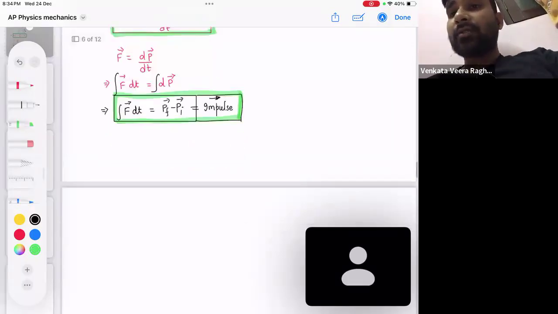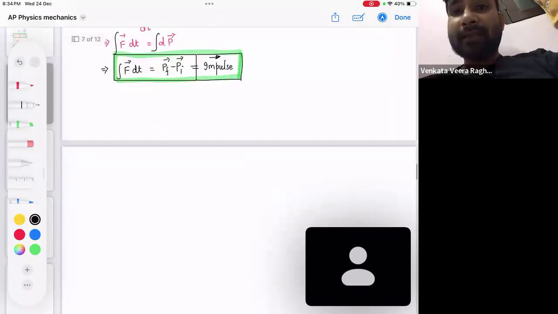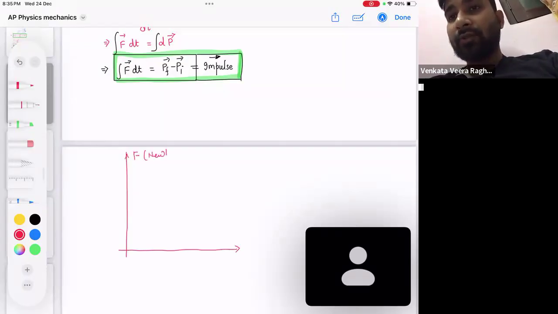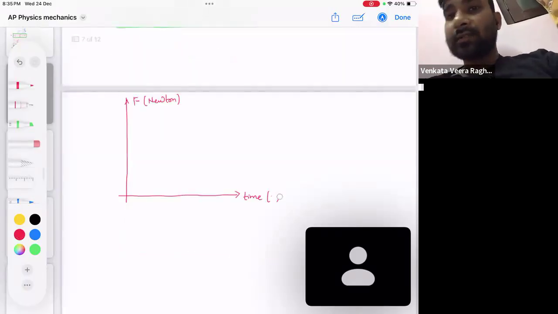Once we understand that, there is one more way we can calculate the impulse acting on the particle. What is that? Can I take the help of a graph to calculate the impulse? Let's say a graph is given, with force on one axis. What is the unit of force? Force is given in Newton. And on the other axis, I'm going to plot the time, in the SI unit, second.